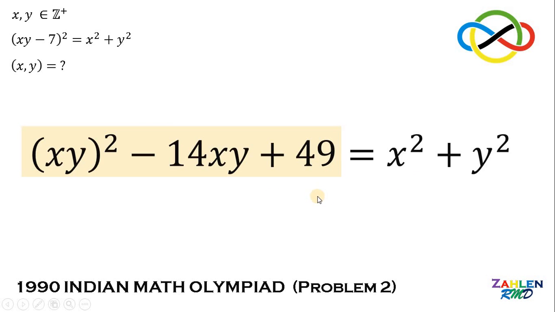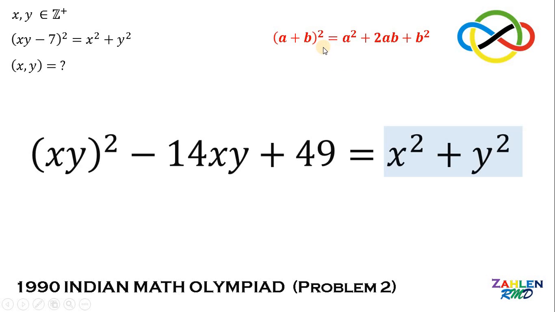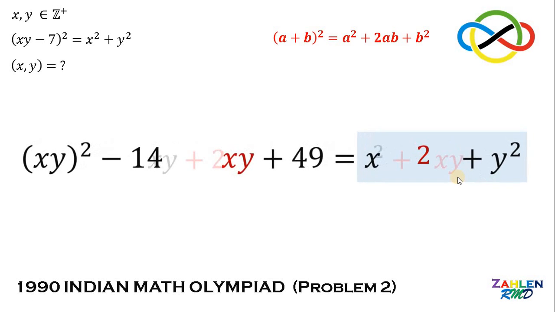Now, at this point, let's focus on the right-hand side of this equation. Take note that this is almost a perfect square trinomial, because (a + b)² is equivalent to a² + 2ab + b². The only missing term in this expression is just 2xy to make this a perfect square trinomial. So this is easy to do. Let's just add 2xy on both sides.